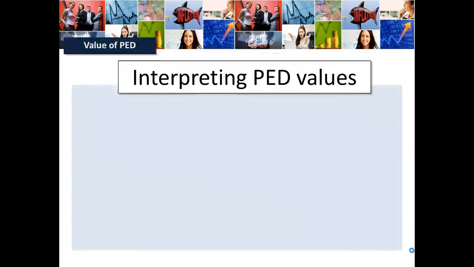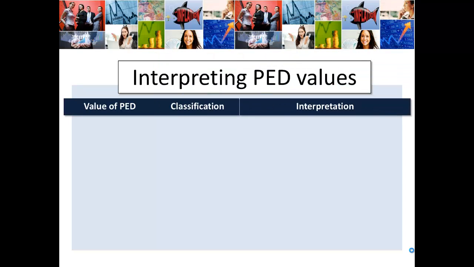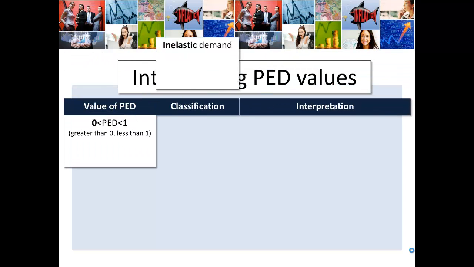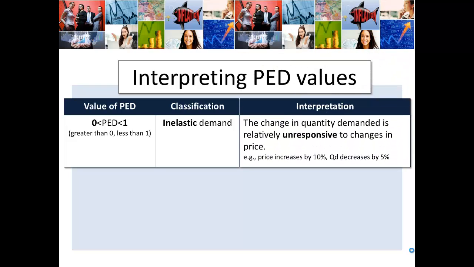So far, we've been able to work out the price elasticity of demand values, but what do they mean? If the number, the coefficient, the value that we work out is between 0 and 1, so it's greater than 0, less than 1, we're talking about inelastic demand. And here we interpret that as being the change in quantity demand is relatively unresponsive to changes in price. So the change in price, the percentage change there, is greater than the percentage change in quantity demanded.